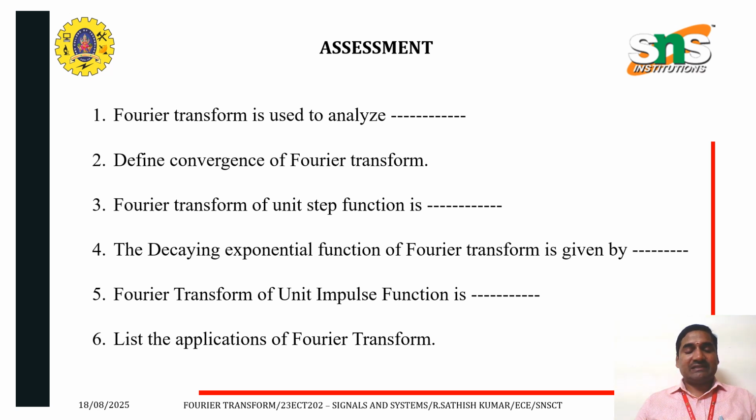Now we are going to see the assessment. Fourier transform is used to analyze both periodic and aperiodic signals. It transforms from the time domain into frequency domain. Define convergence of Fourier transform: single value property, finite discontinuities, finite peaks, and absolutely integrable. Fourier transform of unit step function is given by X of f equal to 1 divided by j 2 pi f. The decaying exponential function's Fourier transform is given by X of f is equal to 1 divided by a plus j 2 pi f. Fourier transform of unit impulse function is nothing but X of f is equal to 1.